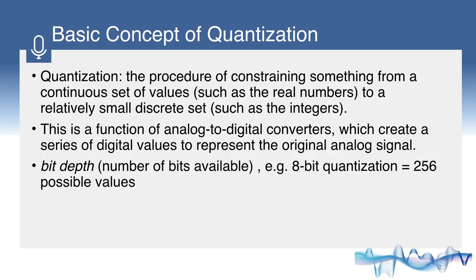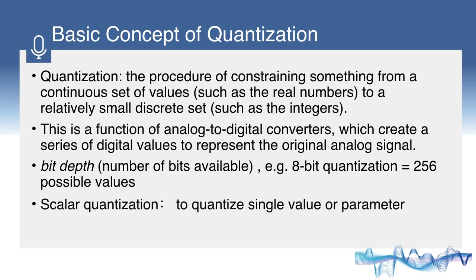For example, digital signal processing involves taking an analog waveform, that is sound waves, and converting it to a series of individual samples, each of which has an amplitude value. The range of possible amplitude levels is defined by the bit depth. For example, 8-bit quantization equals 256 possible values. There are two kinds of quantization methods according to the quantified dimension.